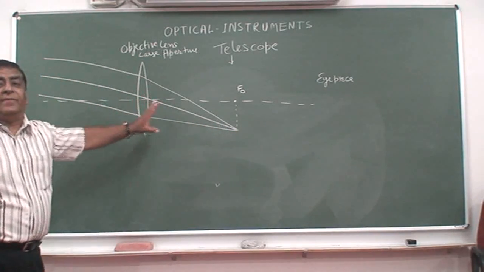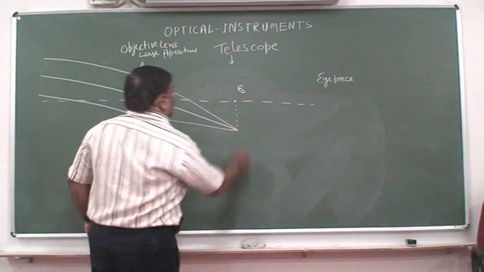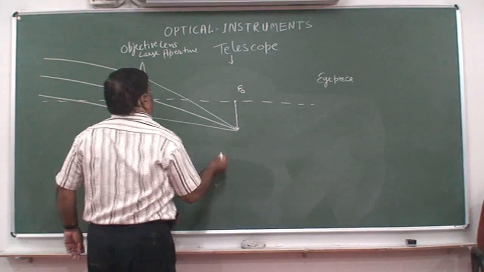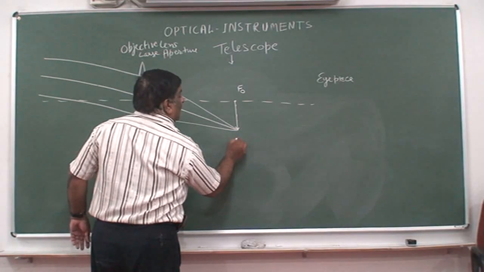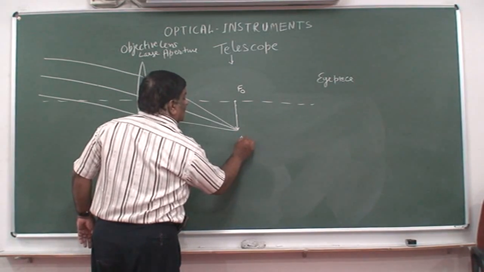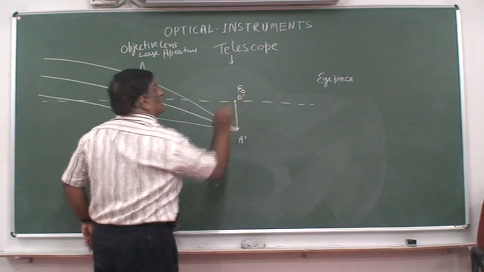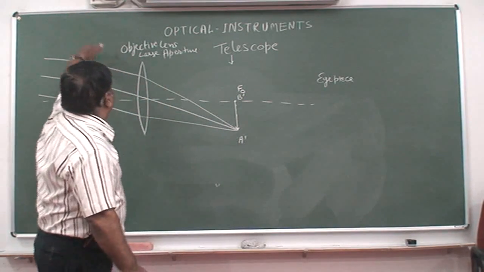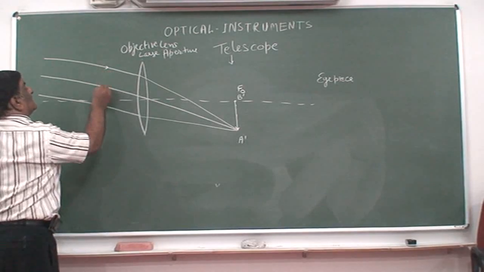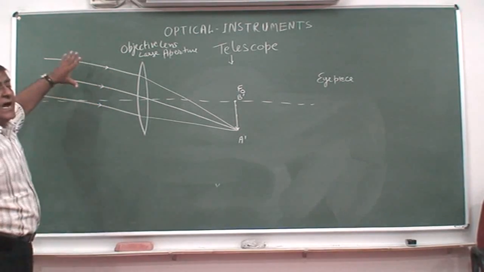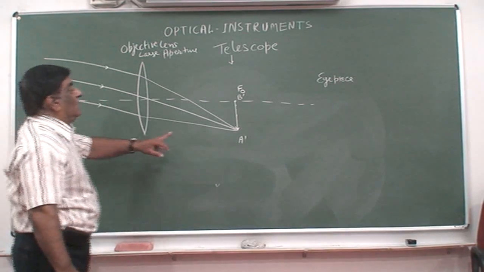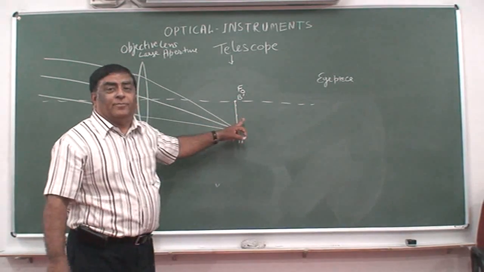And they will form an image here. Let us say this is the image. Okay, we give the name of image as A dash, B dash. A, B was the object somewhere at infinity because it is sending the parallel rays. It is a star or a faraway thing. Okay, this is the image formed.